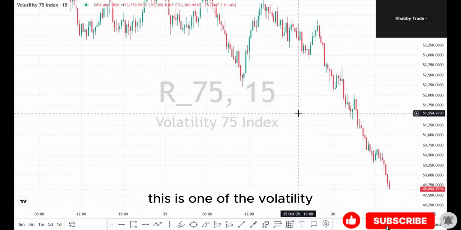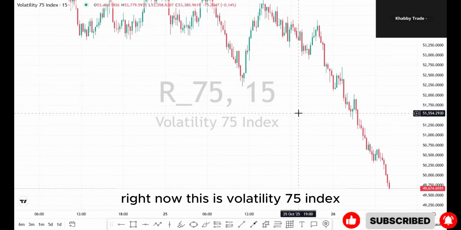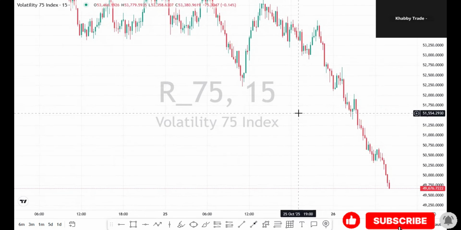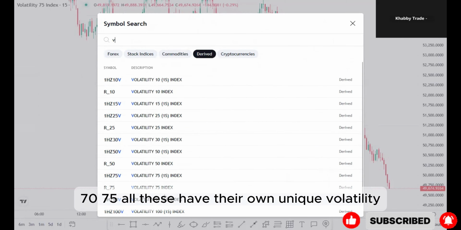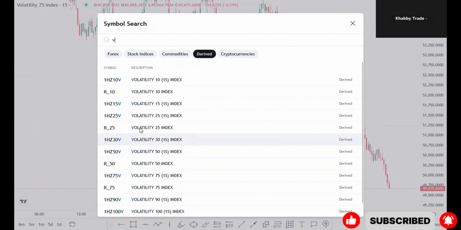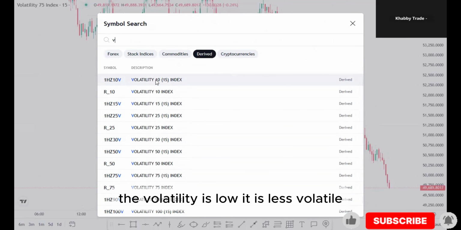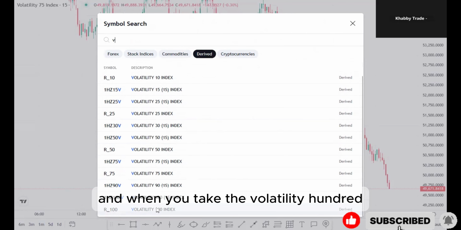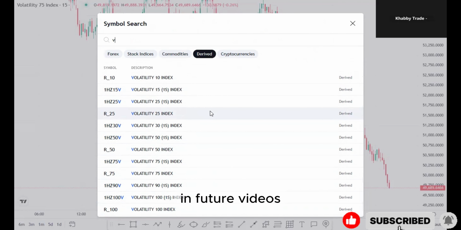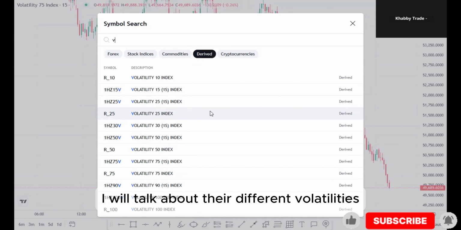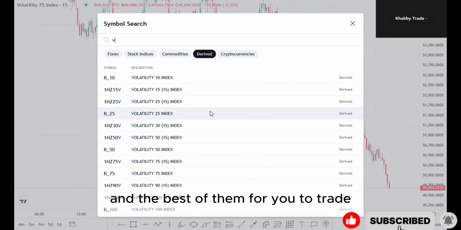This is one of the volatility indices that you see on my screen right now. This is Volatility 75 Index, and there are a whole lot of volatility indices. We have Volatility 10, 15, 25, 30, 50, 70, 75. All these have their own unique volatility. When you take the Volatility 10, the volatility is low, it is less volatile. And when you take the Volatility 100 and 75, they are highly volatile. In future videos, I will talk about their different volatilities and the best of them for you to trade.